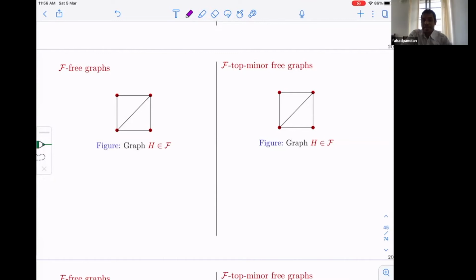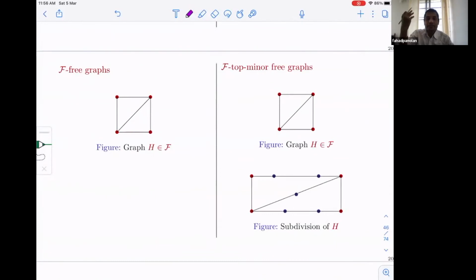Now suppose I ask about F topological minor free graphs for F containing only one graph, this H. Then the meaning is that you take all the infinitely many graphs which are subdivisions of this H. One example of a subdivision of H is shown here, which means that on an edge you are allowed to put many vertices, like this, subdividing the edge. You may not subdivide all the edges, you may not subdivide an edge at all, but that will give you an infinite number of graphs. You may subdivide once, twice, thrice, a million times, so that will give an infinite family of graphs.